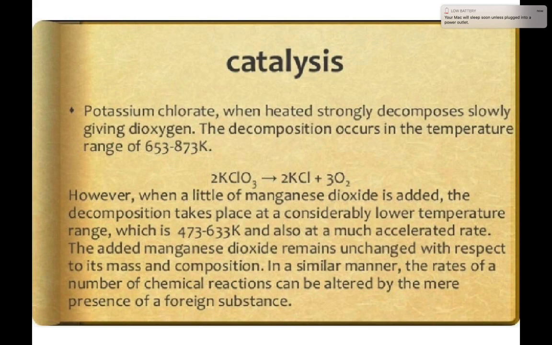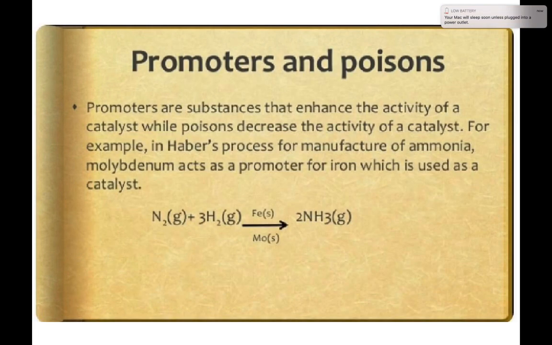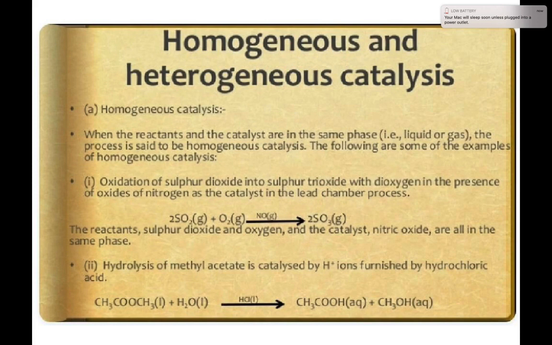In this way, many chemical reactions can be altered by just adding a little bit of foreign substance. The substance doesn't undergo any change itself, but helps the reaction get to faster completion. Then what are promoters and poisons? Promoters are substances which improve the activity of a catalyst, but poisons decrease the activity of a catalyst. In Haber's process for manufacturing ammonia, you add molybdenum as a promoter for iron, which is used as a catalyst. Along with iron you add molybdenum as a promoter, so it helps the reaction go to completion sooner. And then homogeneous and heterogeneous catalysis.